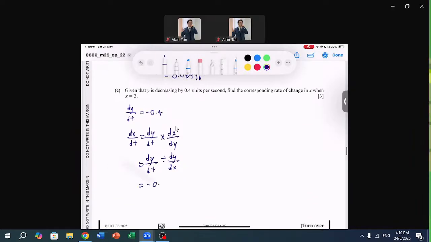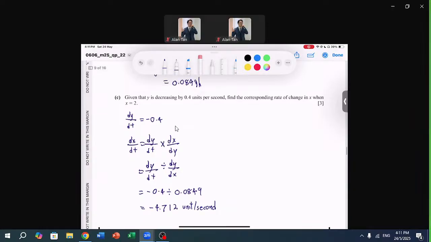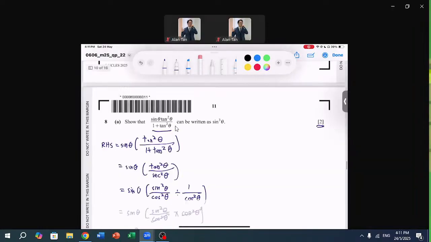So negative 0.4 divided by 0.0849. dx/dt equals negative 4.712 units per second. Okay, that leaves us one last question.